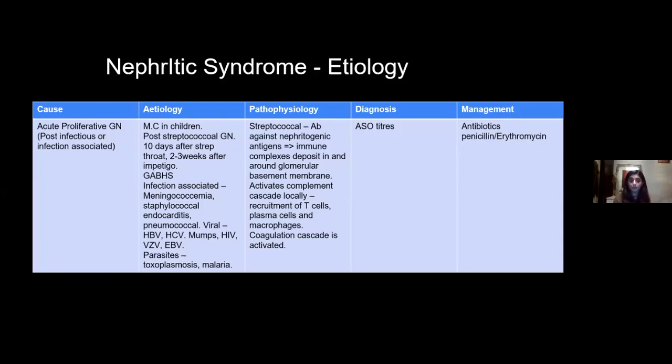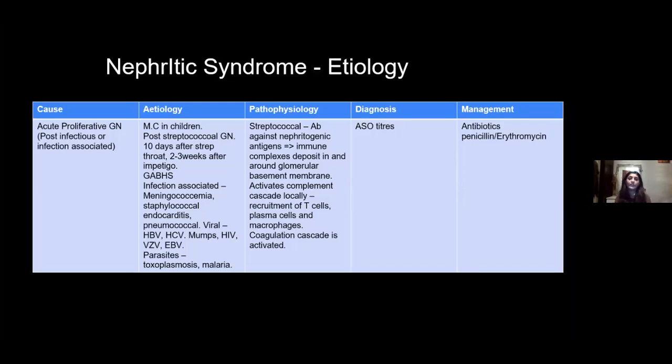So this occurs after an infection with streptococcus, and this can be strep throat or impetigo, a skin infection. So if it's a throat infection, the glomerulonephritis will usually occur 10 days afterwards. If it's impetigo, it will be 2 to 3 weeks after the infection. And the causative agent is group A beta hemolytic streptococcus. It can be infection associated, so different infections could be meningococcemia, staphylococcal infection, endocarditis, pneumococcal infections, hepatitis, mumps, HIV, varicella, EBV, toxoplasmosis, or malaria.